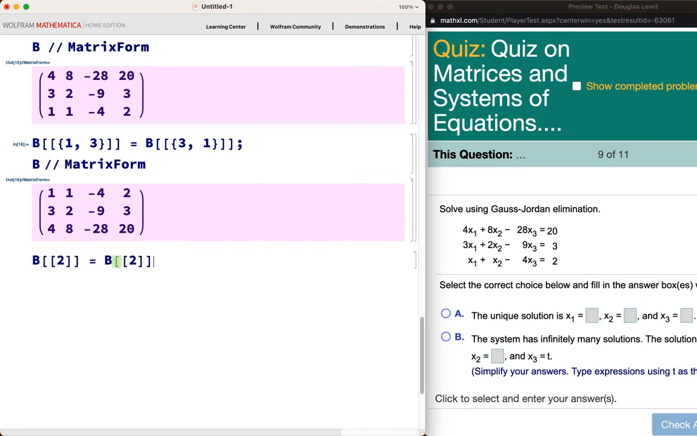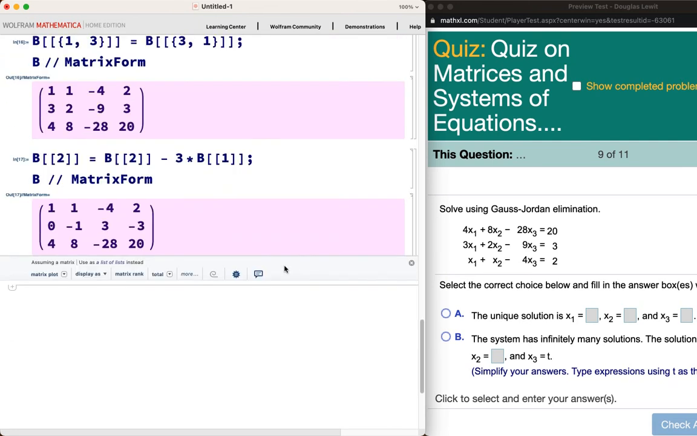So let's change the second row. The new second row is equal to the old second row minus 3 times the first row. And then, oh, what am I doing? That should be a B. Sorry about that. And B matrix form. Okay.